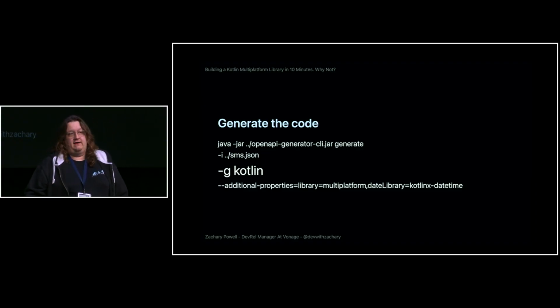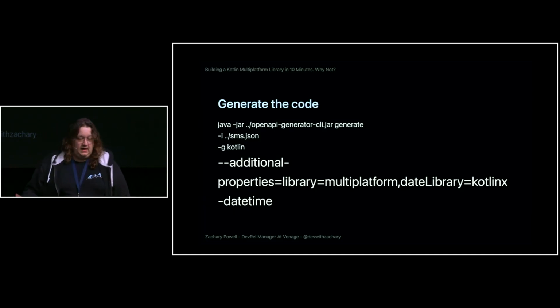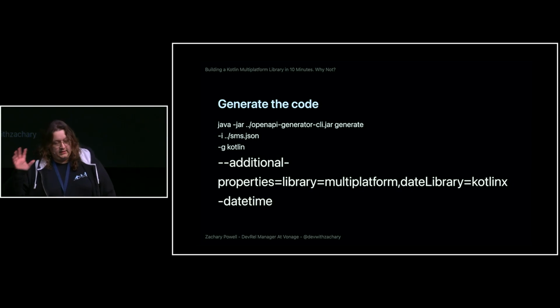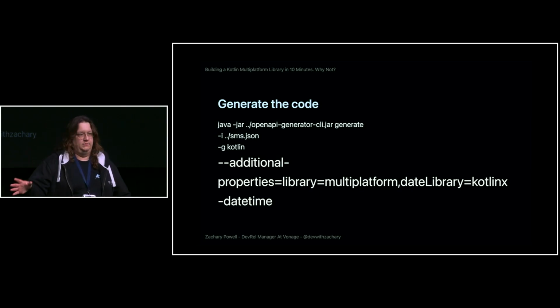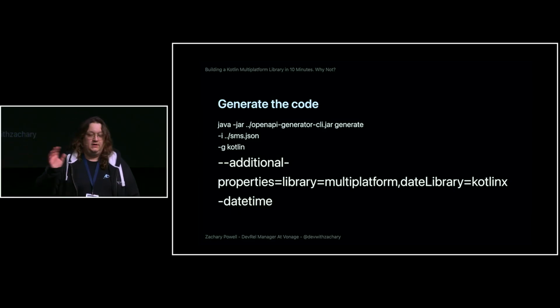We tell it which generator to use, in this respect, just Kotlin. And then we can pass in some additional properties. These are going to be different from generator to generator, but in our case, we're telling it to use the multi-platform library, and for the date library, use Kotlin X datetime, because that's the one that's supported through Kotlin Multiplatform. But if you were building something specific, just for Android or just for server, you could use different libraries.